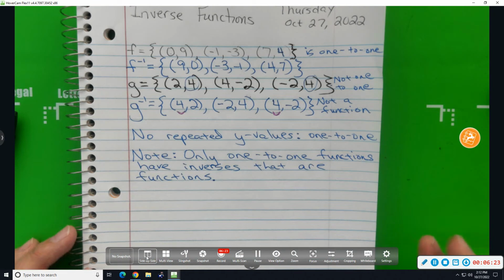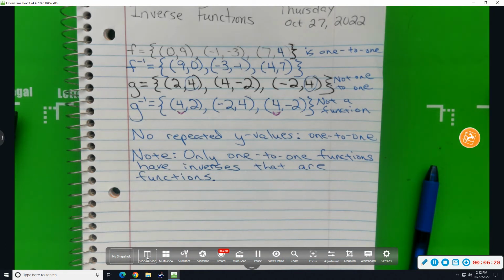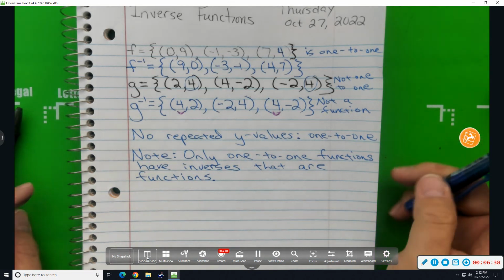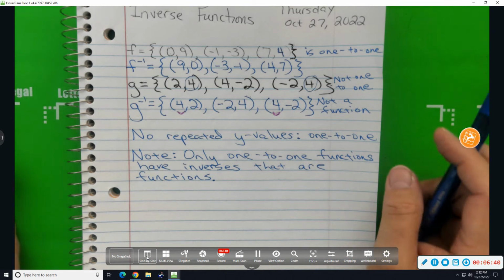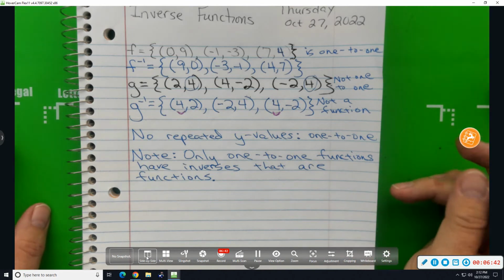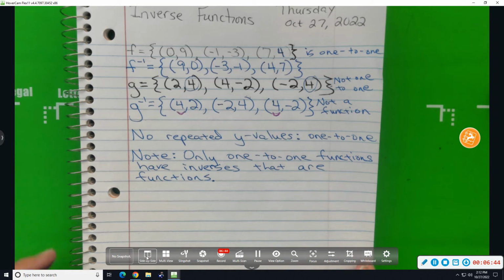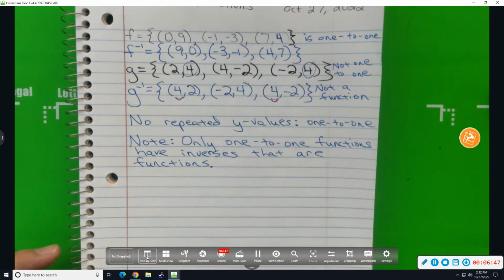Any questions up to this point? No? Well, I'm going to make another observation, and that's related to domains and ranges.